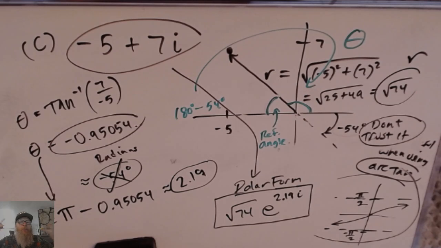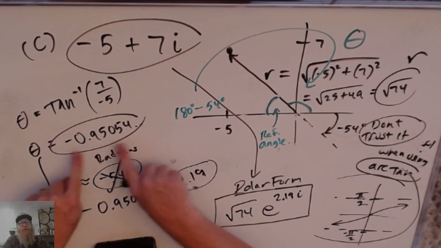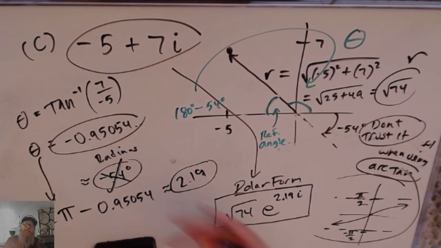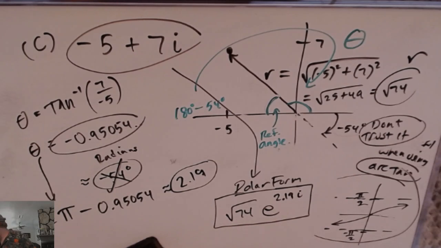My general principle is 1 radian is 57 degrees, if you'd like to just have a number in your head. So this was 54. You see how it was less than 1? Its magnitude was less than 1. Its absolute value was less than 1.